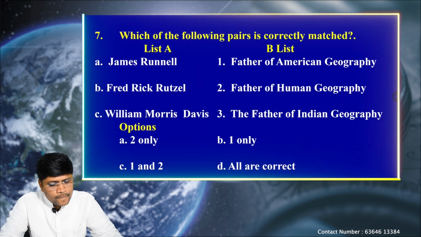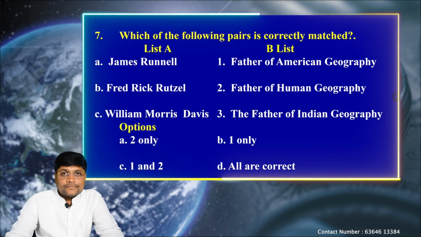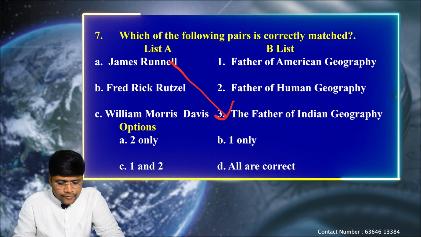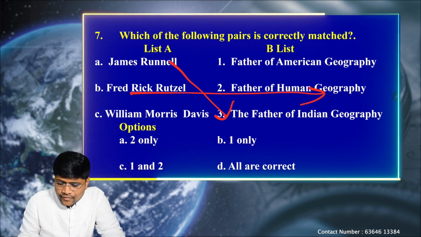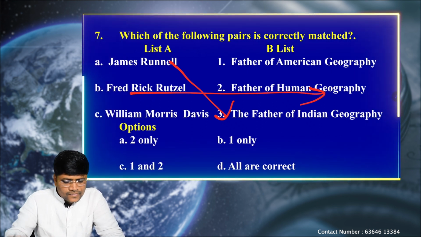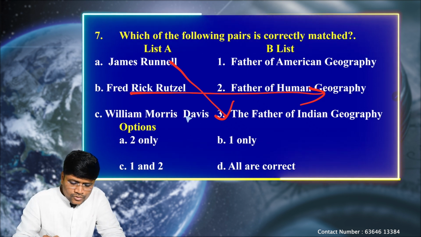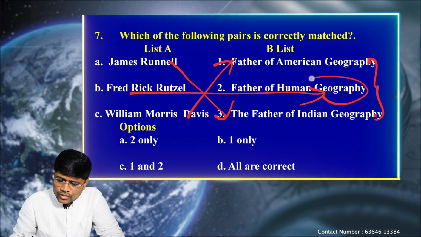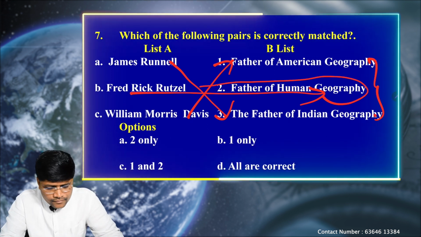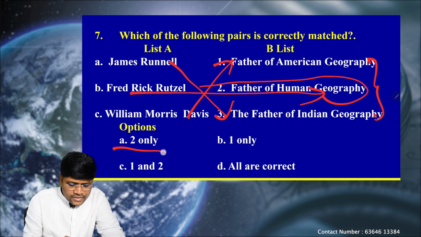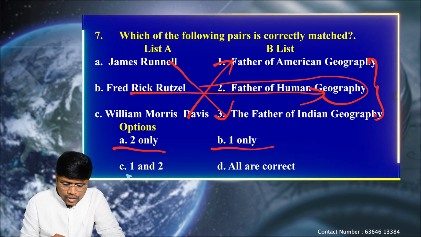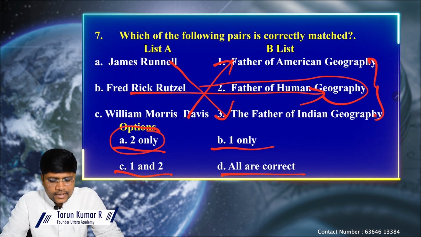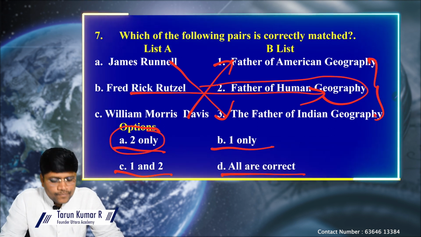So let's get back to the question. Here you got the explanation. James Rennell is called the father of Indian geography. Frederick Herschel is listed as the father of American geography, so only this point is correctly matched. William Morris Davis is the father of American geography, so these two are wrongly matched. Only one statement is rightly matched. The options here are A, 2 only, B, 1 only, C, 1 and 2, and D, all are correct. So the correct option is 2 only.